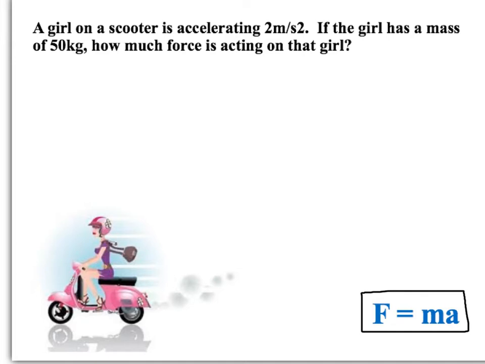Well, let's see what the problem gives us. It gives us an acceleration of 2 meters per second squared. So that's my acceleration. If the girl has a mass of 50 kilograms, so there's my mass, 50 kilograms, how much force is acting on that girl? So I'm going to write down my formula. F equals m, mass, times acceleration.